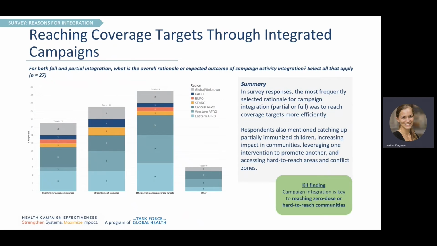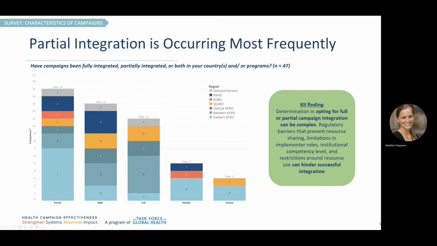The first batch of survey questions were around reasons for integration. In survey responses, the most frequently selected rationale for campaign integration, full or partial, was to reach coverage targets more efficiently. As mentioned in KIIs, integration can also be key for reaching hard-to-reach communities and zero-dose children.